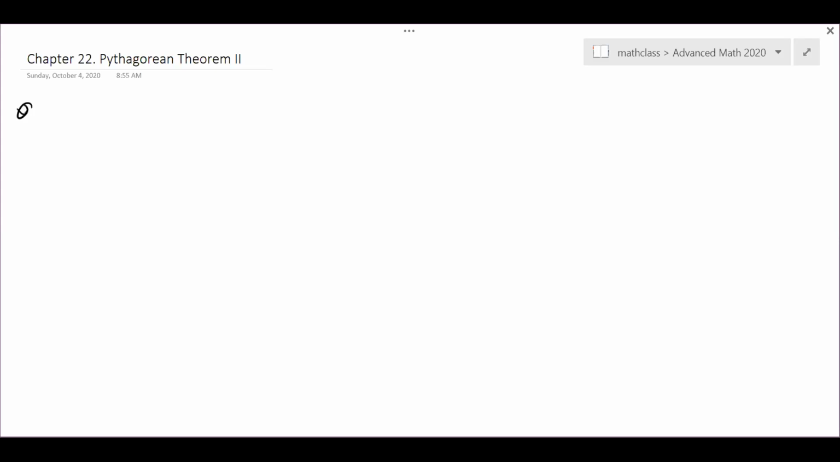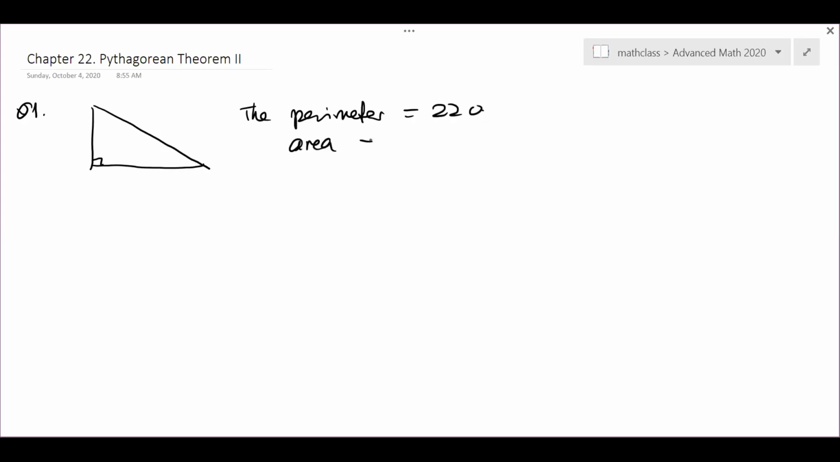The first problem I want to discuss is if you have a right triangle, and we are given the information that the perimeter is 220 and the area is 990. Can we find the length of the longest side, the hypotenuse?